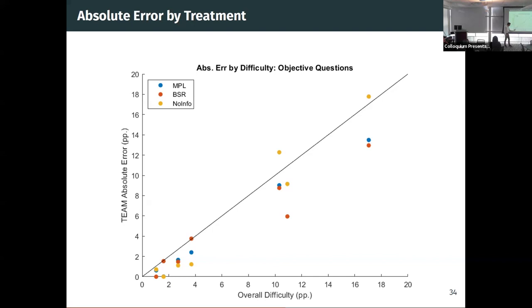Most of the data are below the 45 degree line. What that means is that the error is lower in teams than it is in individuals. So teams do better than individuals at getting right answers on these questions.